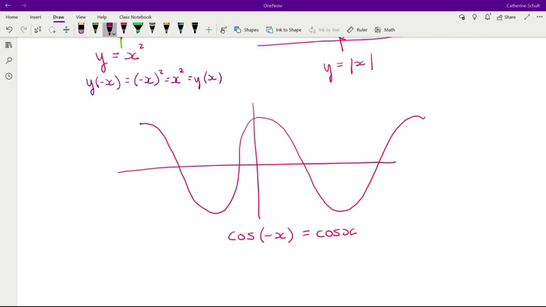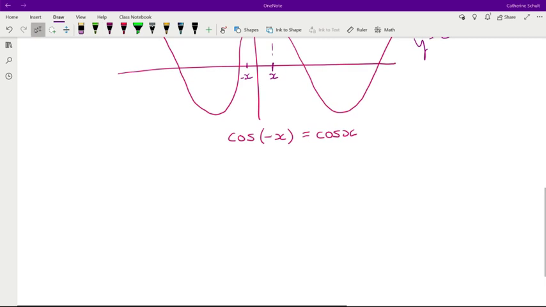If we were to plug in negative x, whoops, should be more symmetrical, I'll just make a big dot, we would get back the same value at positive x, okay? So we get a nice symmetry about that y-axis. Okay, so the cosine function is also an even function.